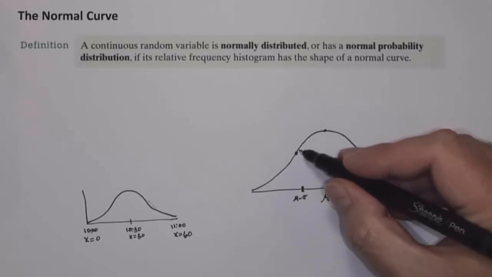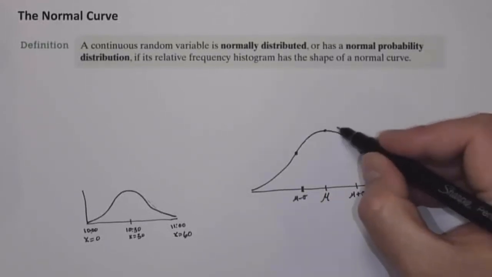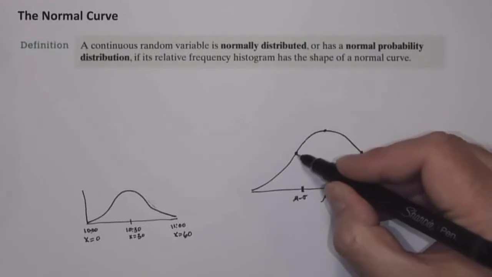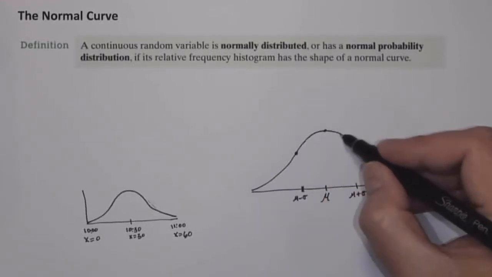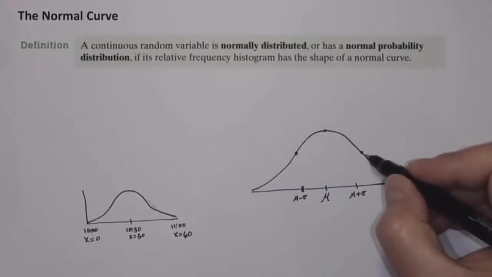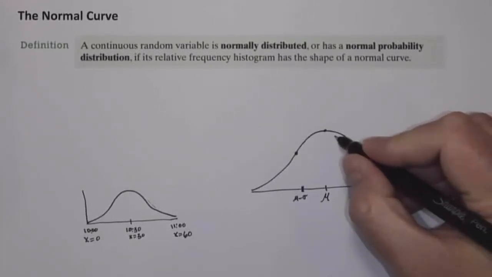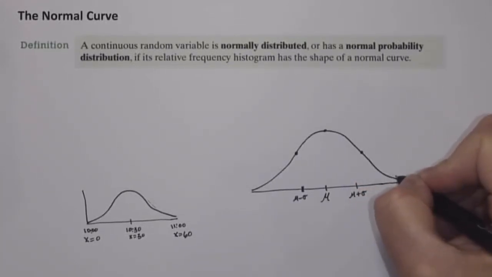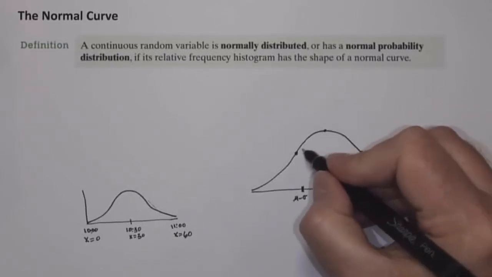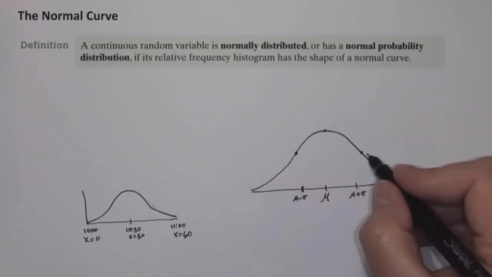So for example, if you look at this section of this graph, this is called concave down. It's curving downward. But then if you look over here, this is called concave up. It's curving upward. So the point where it switches from curving downward to curving upward is an inflection point. So on a normal curve, we have two of those.